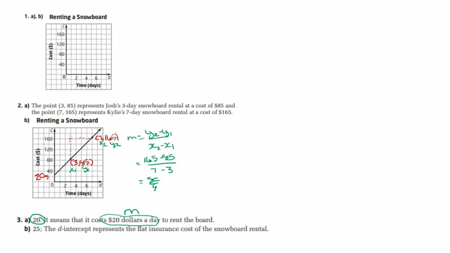And then the second part is the y-intercept, or in this case it's a C-intercept. So the C-intercept is a 25. That's right there. The C-intercept represents the flat insurance cost for the snowboard rental. So that's your $25. That's your fixed number, or what they called flat. That's what your 3B answer is.